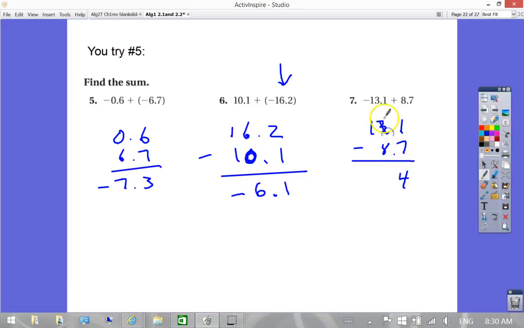Okay, we had to borrow there. 12 minus 8, 4. And because the negative 13.1 absolute value is bigger than the 8.7, it's minus. Easy? Okay.